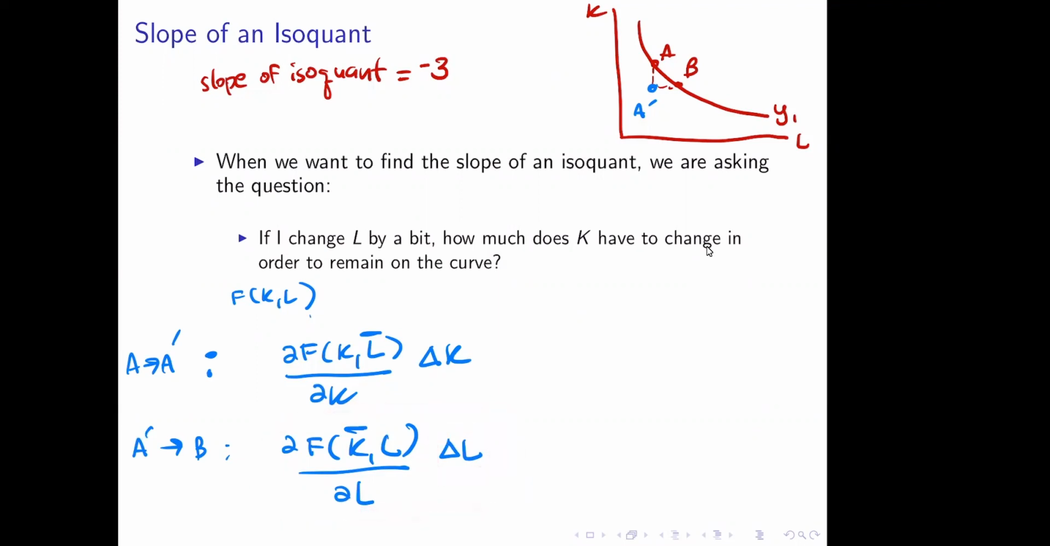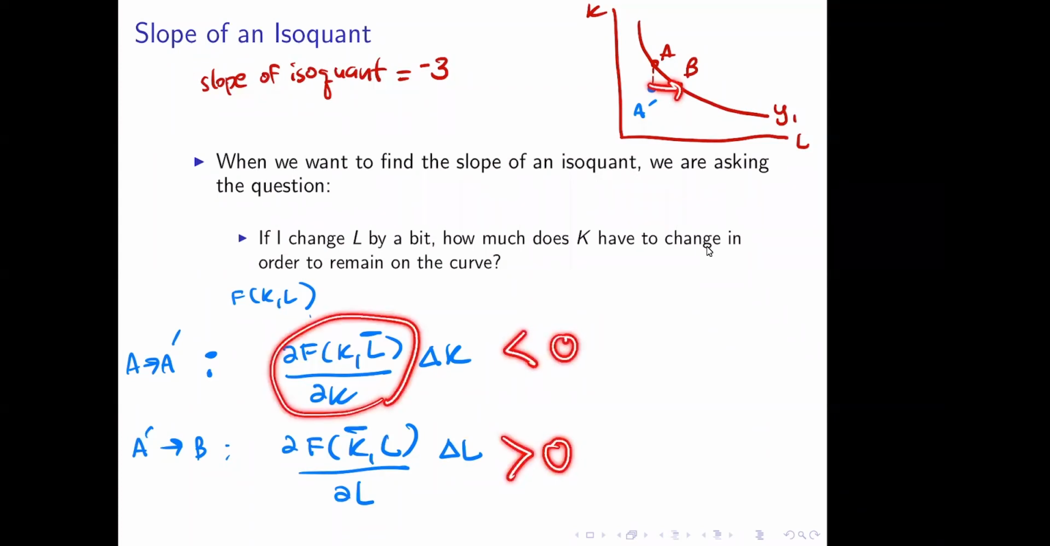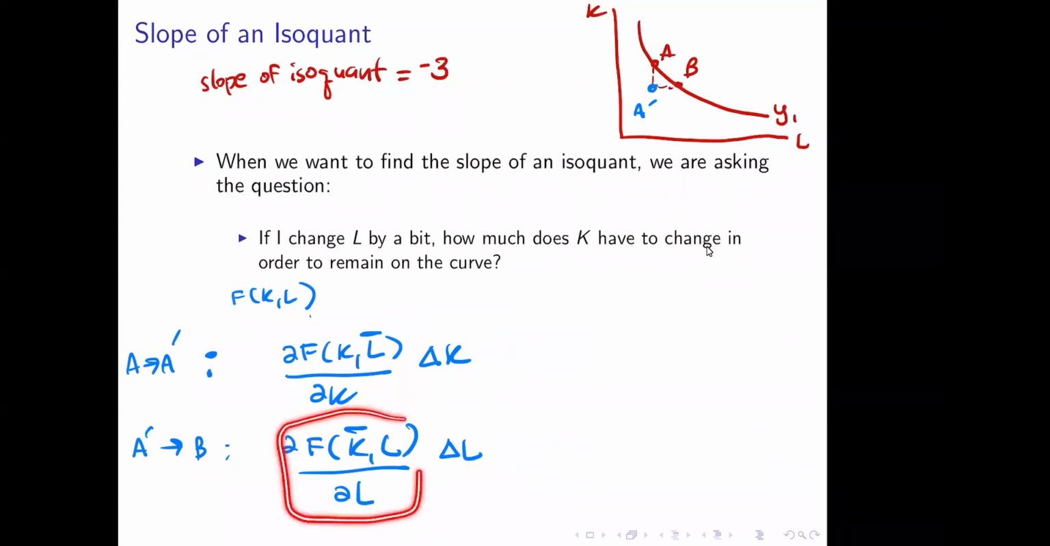Okay, so you can see that based on this setup, from A to A prime this is going to be negative, and from A prime to B this is going to be positive. MPK is always positive, but this change in K is negative, and this one is positive. So you have this negative and positive.